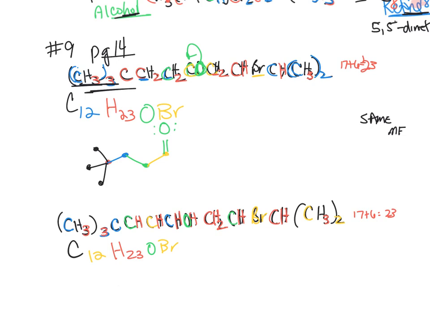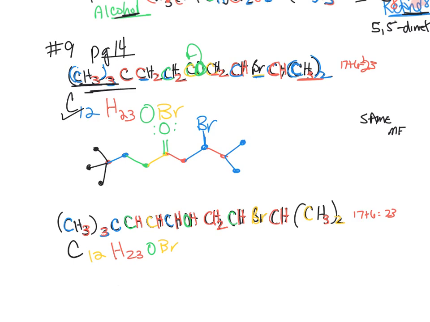And then we go to this carbon. That carbon has a Br on it, so put the Br on there. And then after that, we go to the next carbon. And that carbon has two carbons coming off of it, two branching. All right, we count 3, 4, 5, 6, 7, 8, 9, 10, 11, 12. Okay, good. We have our oxygen and bromine.